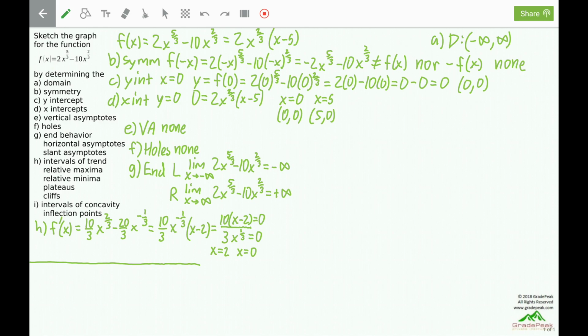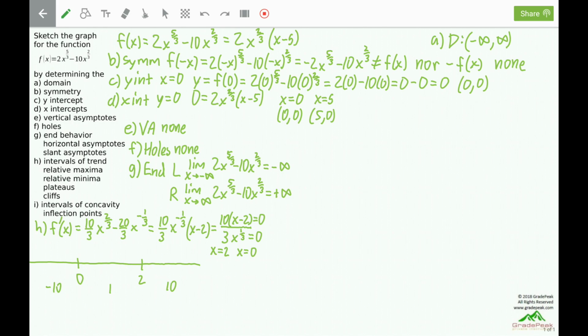We can put all critical numbers on here in order. X equals 0 comes before x equals 2. This splits the domain interval into 3 separate intervals. We can pick a test value in each of the intervals. The first interval, negative infinity to 0, we can pick negative 10. The second interval, 0 to 2, we can pick 1. The third interval, 2 to positive infinity, we can pick positive 10.